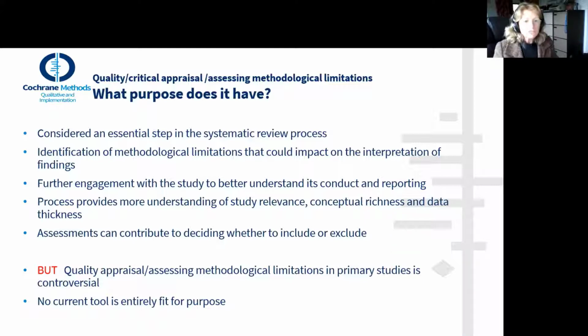But controversially, if you speak to a lot of primary qualitative researchers, they can be a little bit negative about the process, that there isn't a good way of assessing methodological limitations. I think that the methods are progressing, but another key take-home message is there's currently no tool that's entirely fit for purpose within a systematic review process. So you need to bear that in mind.